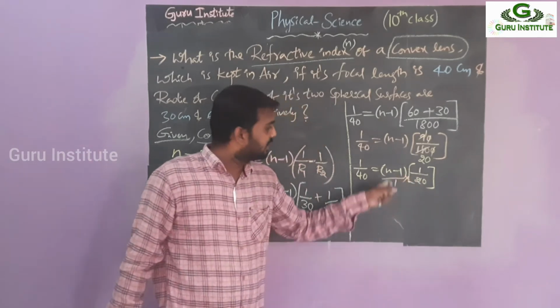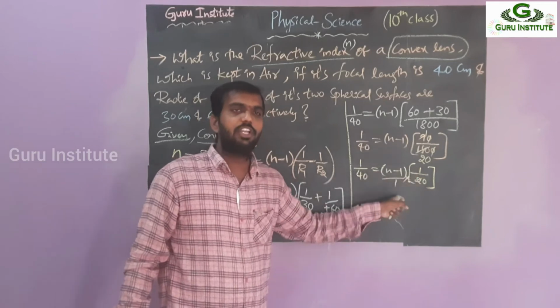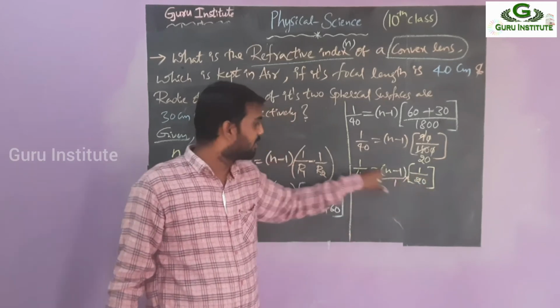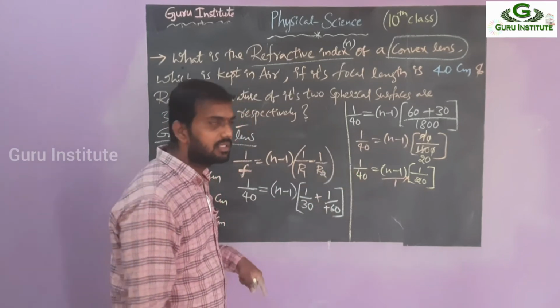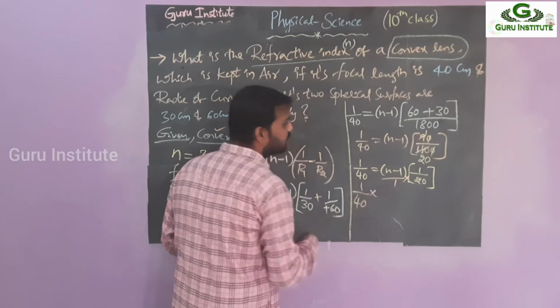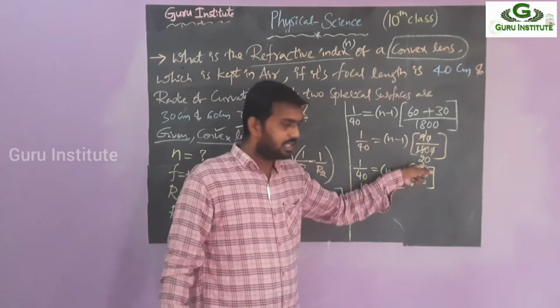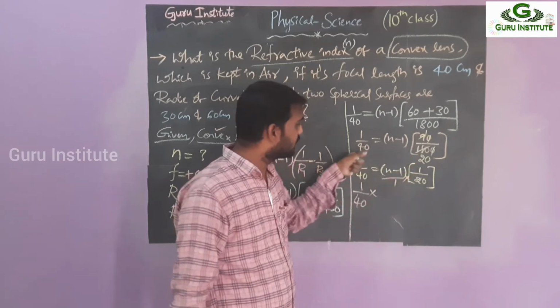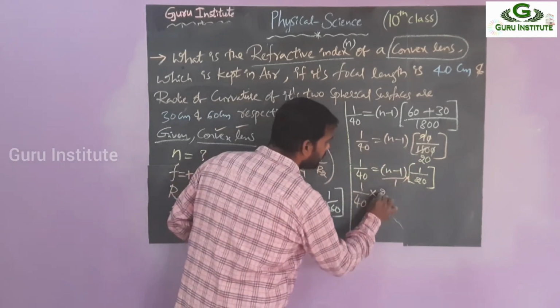Then what will happen? (n minus 1) into 1/20 gives (n minus 1)/20. Where is the 20? It is in the denominator. It is coming to this side. Where is it going? It is going to the numerator. 1 by 40 into... simply see here, (n minus 1) into 1 by 20. This 20 is in the denominator, that means it is divided. It is coming to the left side. What happened? It is multiplied into 20.